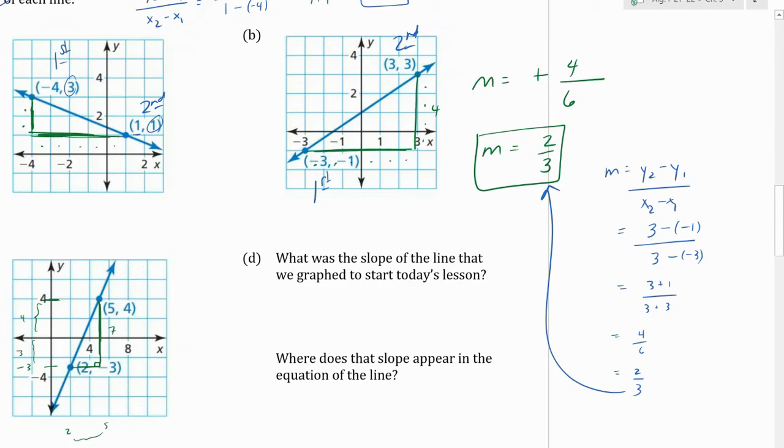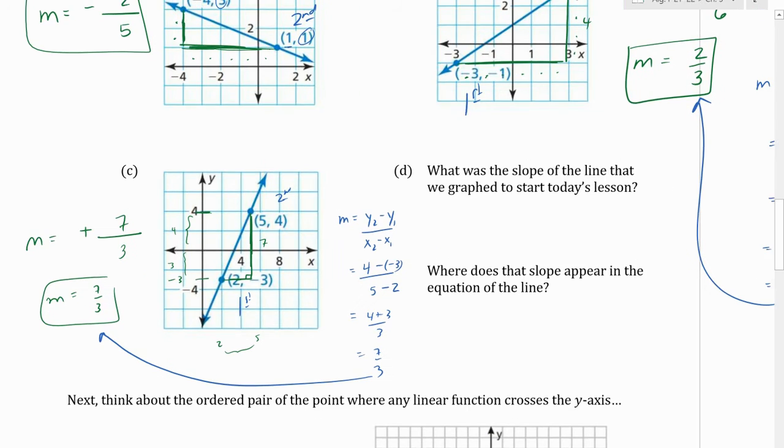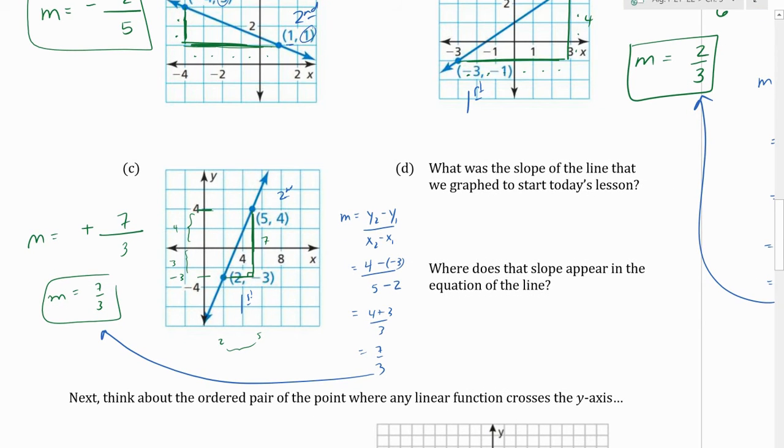Yep, same thing. This one might have been easier with the formula in case you had trouble counting. So if I did the formula here, let's do first point, second point. I did second y minus the first y, second x minus the first x. That gets me 4 plus 3 over 3. There's that 7/3.